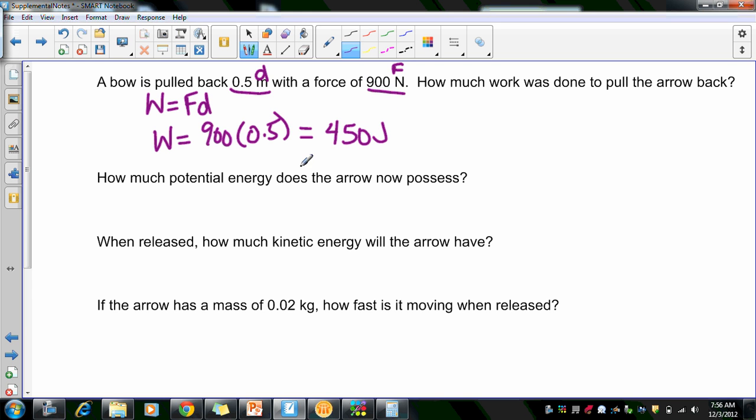How much potential energy does the bow now possess? Well, we discussed that the amount of work done is how much energy is transferred to the object. So if we do 450 joules of work on the bow to pull the arrow back, then the arrow will possess the same amount of potential energy as the work done.